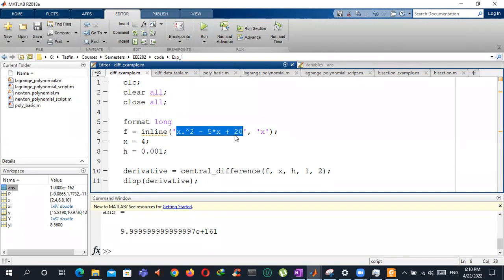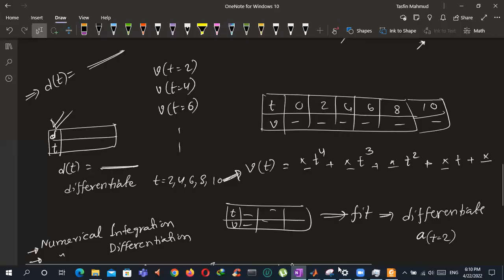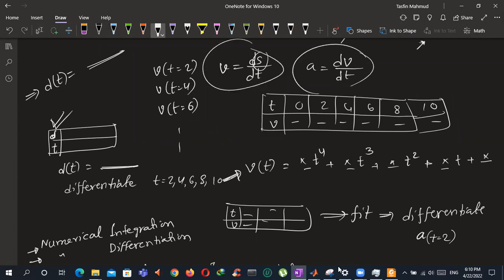The velocity is actually the derivative, del x by del t, ds by dt, right? The distance, and the acceleration is the derivative of the velocity. So that's why we have to use 2 steps.